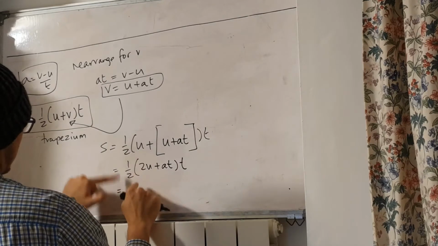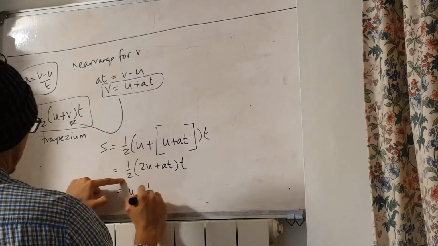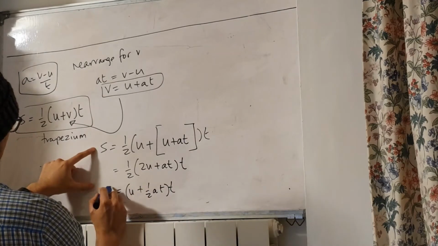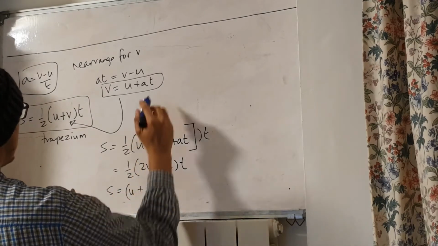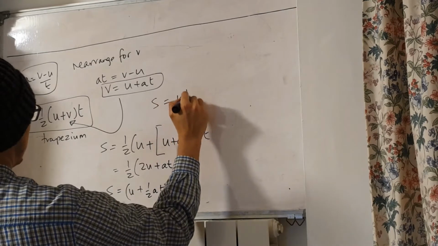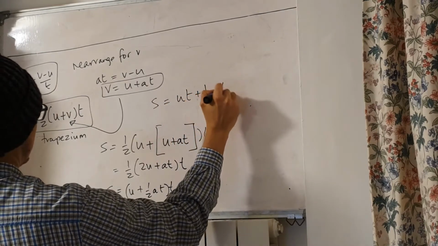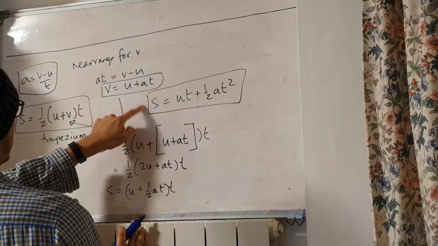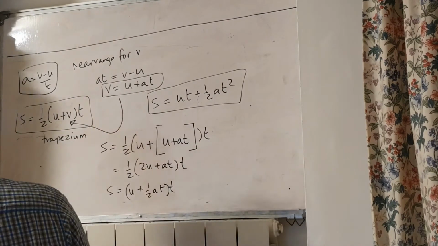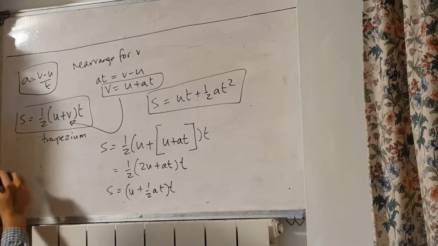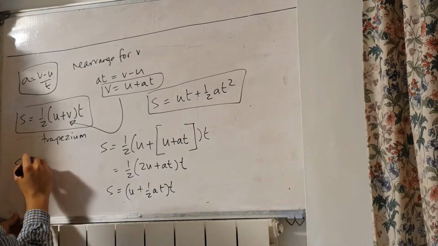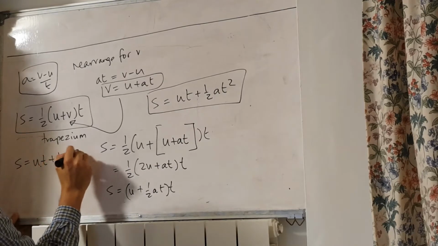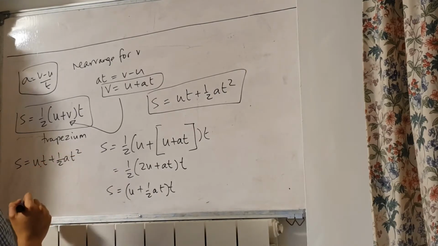I'm going to multiply the half and the 2u plus at, so what's half times 2? 1. So u plus half at, close brackets, times t, and that's s, and then multiply all that out together, you end up with s is equal to ut plus half at squared, and this is one of the SUVAT equations. So I'm going to put this equation on the left hand side.